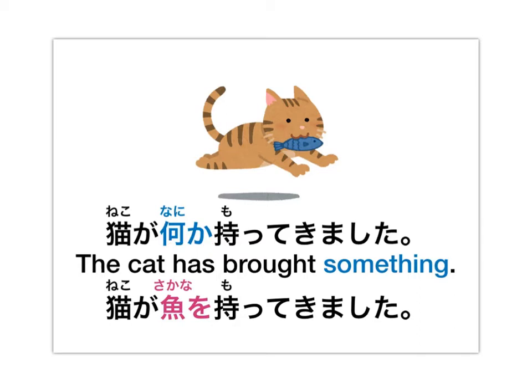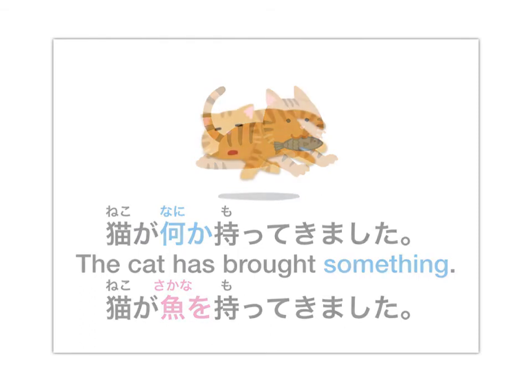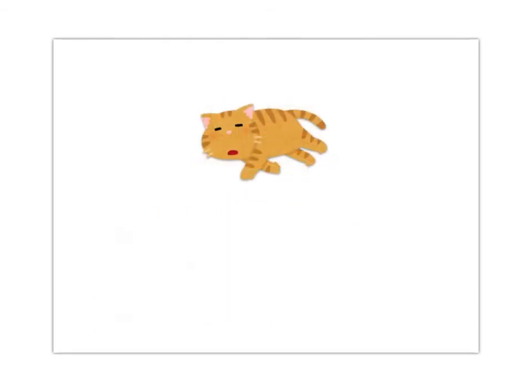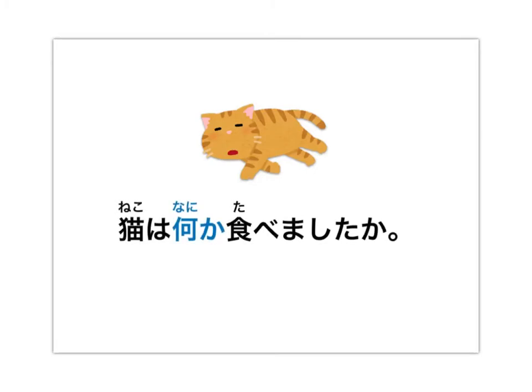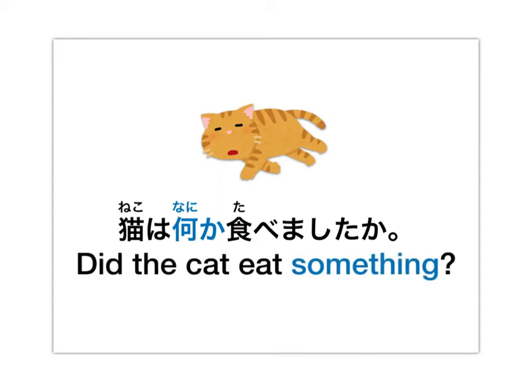Let's take a look at another example and keep in line with this questioning about our pet cat here. Cat's laying on the floor. Maybe he doesn't look so well. A little listless, no energy. You could ask the question, neko wa nanika tabemashita ka? Did the cat eat something? Maybe something that disagreed with its stomach?